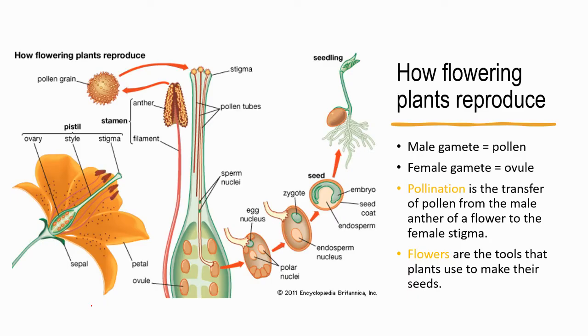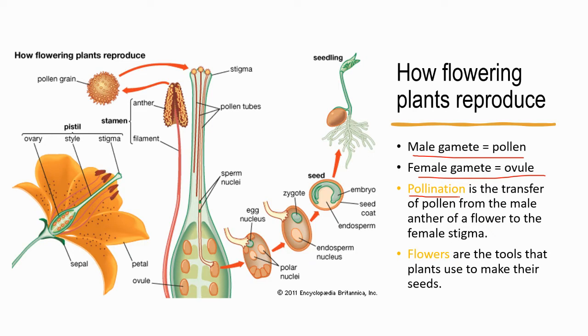Okay. So just a review really of flowering plants. So we've got the male gamete is pollen, the female gamete is ovule. Pollination, we hear quite a bit about pollination. We've got birds, we've got bees, we've got the wind can pollinate as well. And so pollination is about the transfer of pollen from one flower to another flower. And it's incredibly important. Without pollination, we wouldn't get seeds, we wouldn't get new plants.